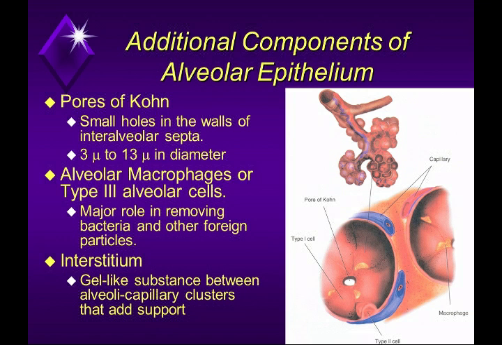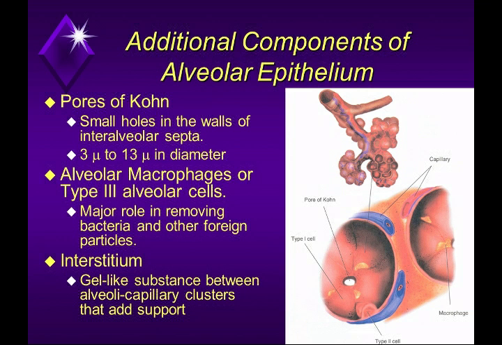It's a fascinating structure. Okay, we talked about the pores of Kohn being connections between adjacent alveoli. There is an alveolar type 3: type 1 gas exchange, type 2 secretion, type 3 garbage collectors. If for some reason some particle gets down there, there's no cilia to take it away. We've got to have a macrophage. Comes in and eats it up.